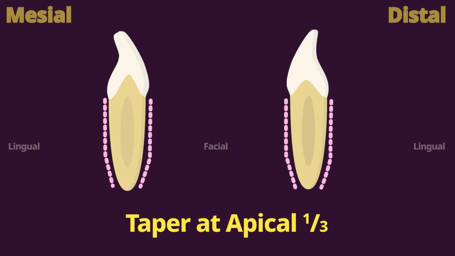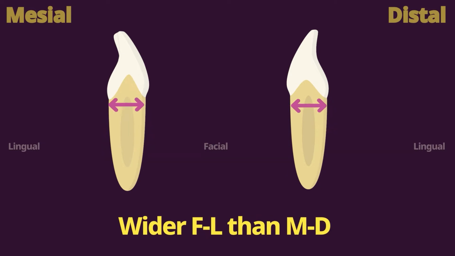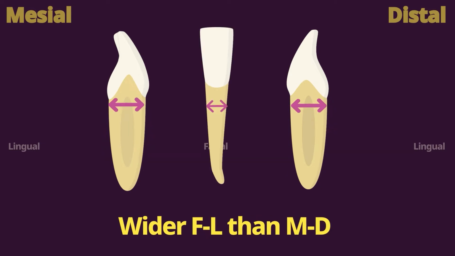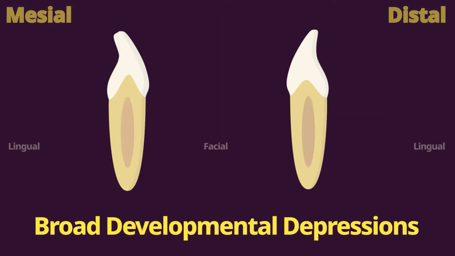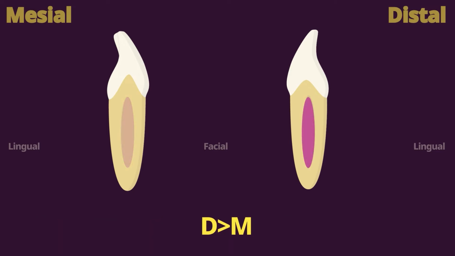The outline of the root is straight down from the cervix and then starts to taper at the apical 1/3. The root is quite wide facial lingually compared to mesial distally, giving it a ribbon-like shape. And there's going to be broad developmental depressions on the mesial and the distal, with the distal being more prominent.